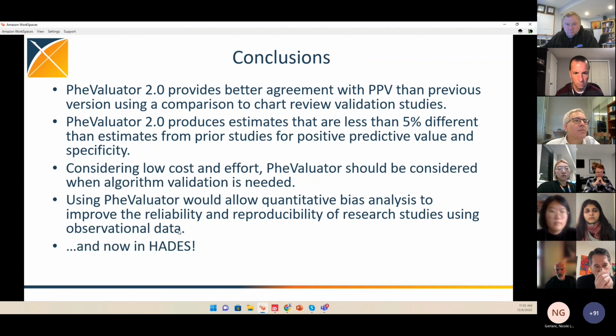Oh, and now PheValuator, as of this week, is now in Hades. It's part of the Hades tool package.